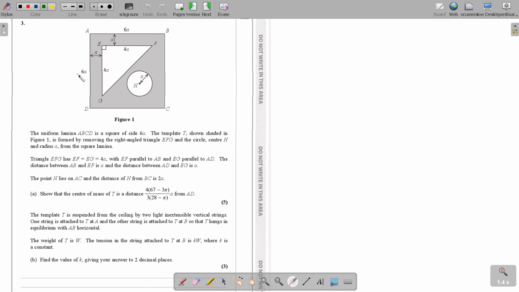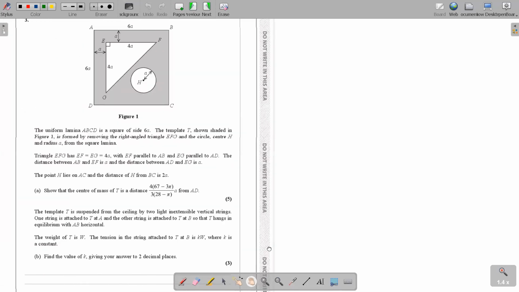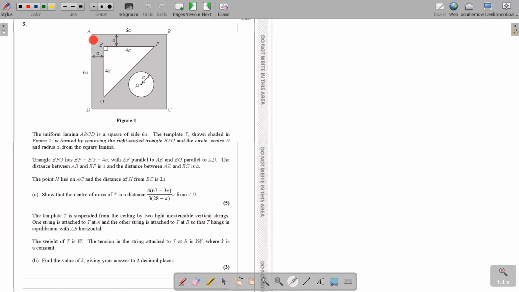Then the point H lies on AC on the diagram. Can you see? Point H lies on AC, which means it's lying on our diagonal. The image gets distorted there. And the distance of H from BC is 2a. I think they have not marked that. Shall we mark that? The perpendicular distance of H from BC is 2a. So mark that, children, because you will definitely need it. Agreed?